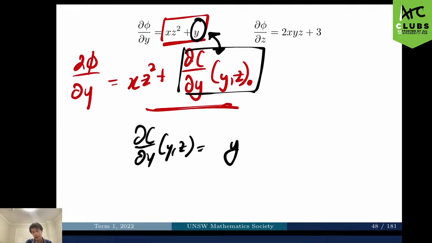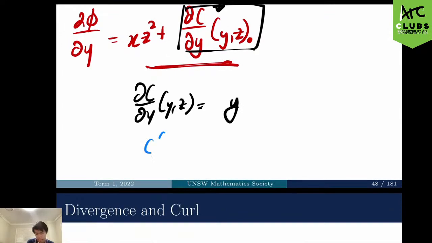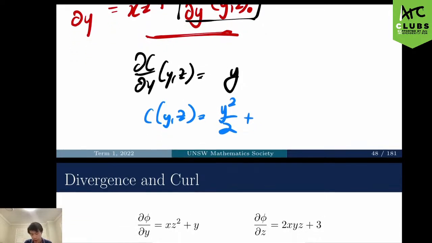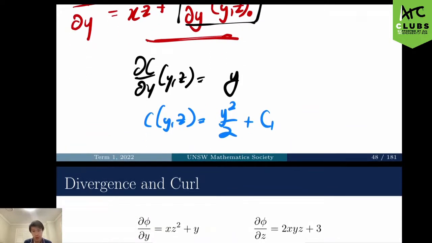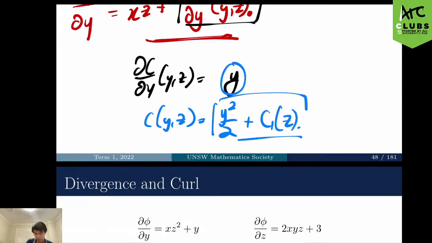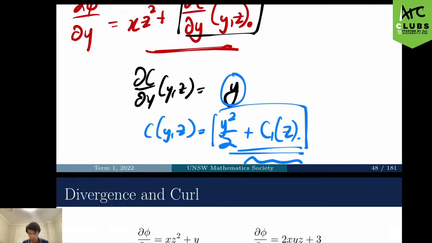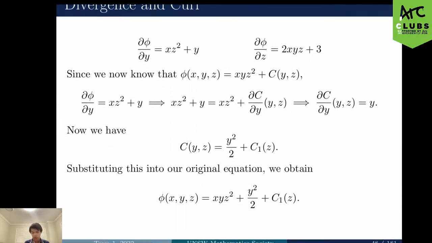We can actually integrate with respect to y. That's about what we did before, right? And then what we get at the end is just another constant. But this time, remember, we can't just do constants anymore. It has to be a function of what's left over. So we're integrating with respect to y, so what's left over is z. Cool. So that's what we'll do over here.